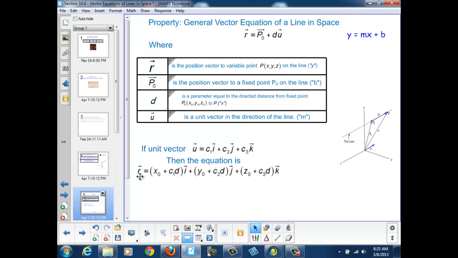So really, our vector equation is made up of 3 separate linear equations. Our b value plus our slope times our variable, our b value plus our slope times our variable, and our b value plus our slope times our variable.